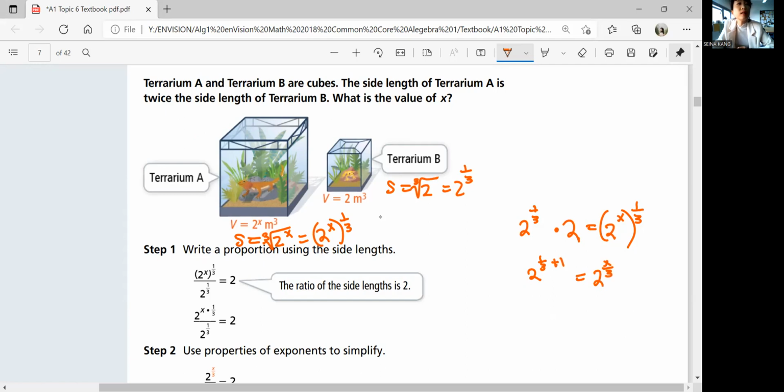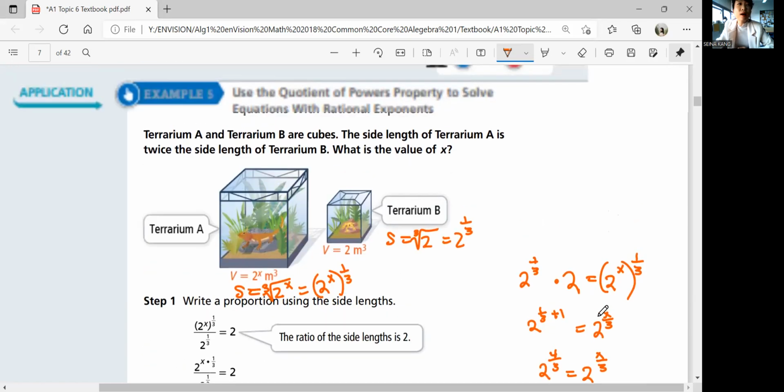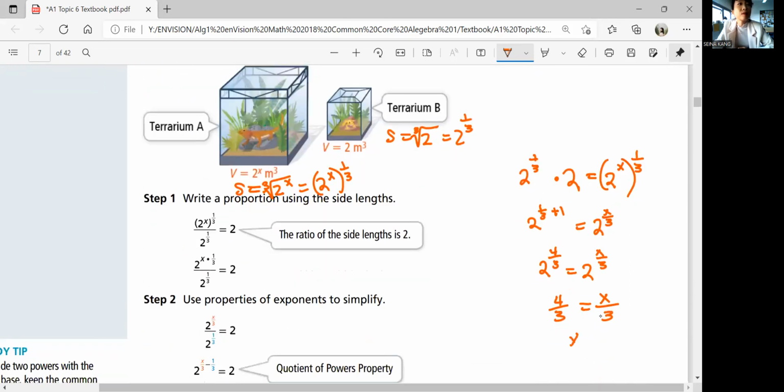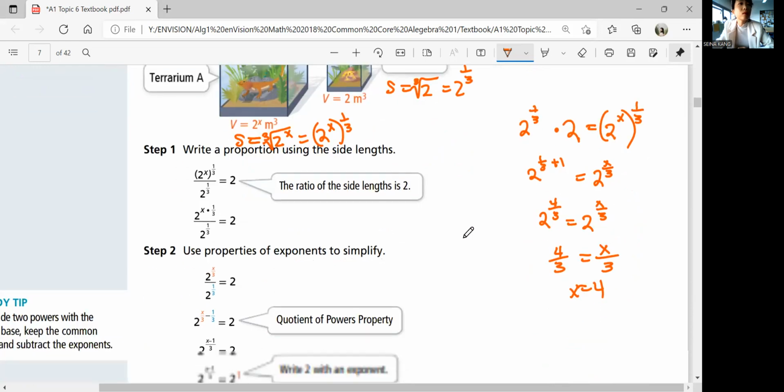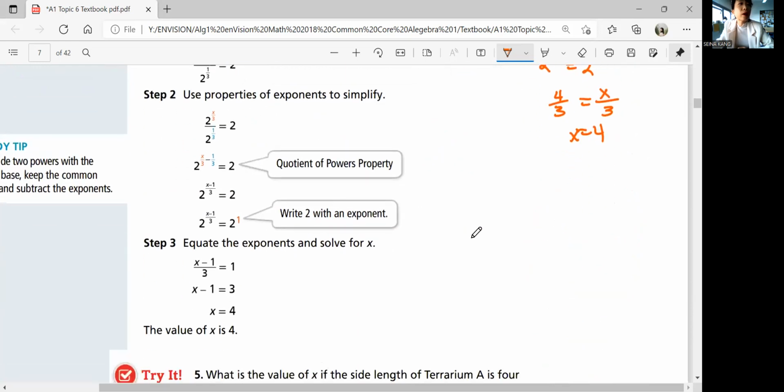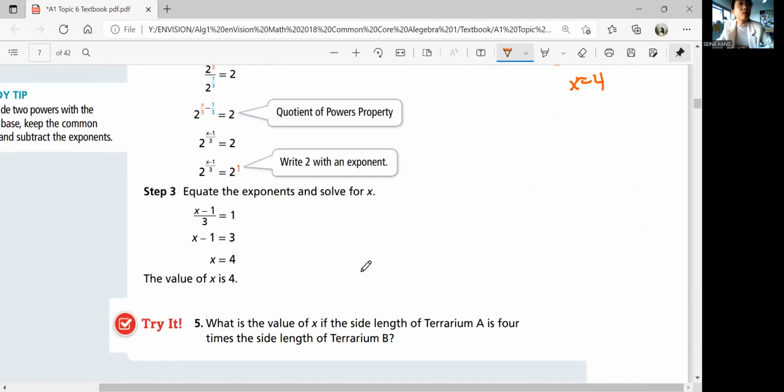Okay, and that means you have 2 to the power of, 1 is 3/3, so you get 4/3, which is equal to x/3. So your bases are the same. You can get rid of them and say 4/3 must be equal to x/3. And your denominators are the same. That means x is equal to 4. Okay. So your x is 4. The value of x is 4.